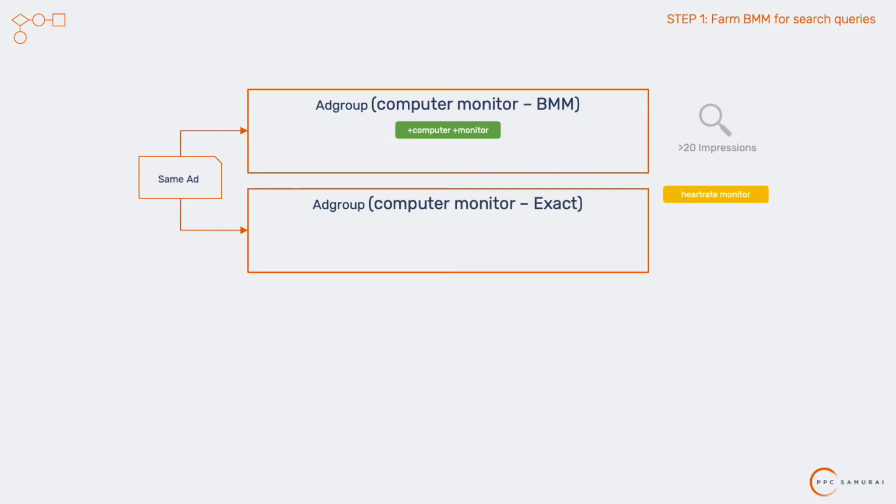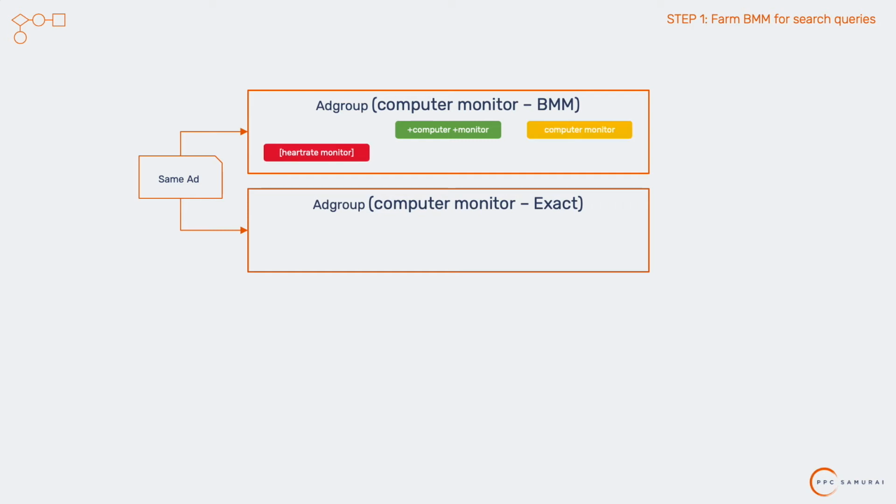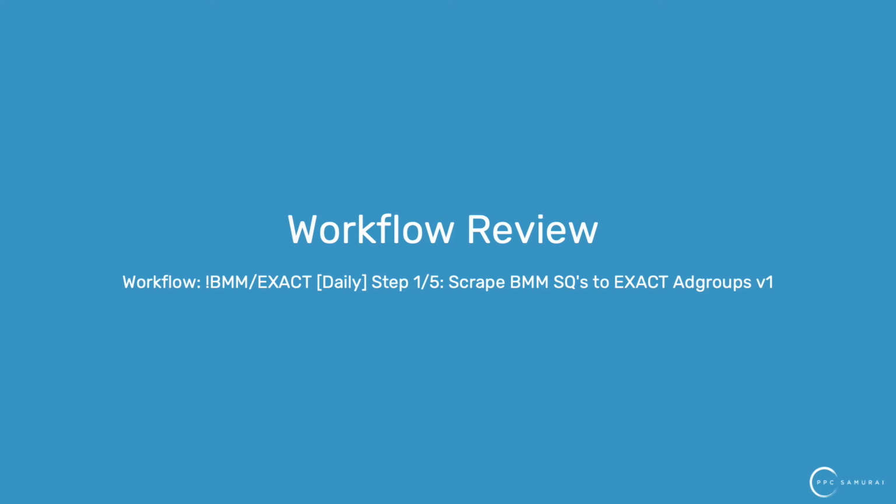For this one, we don't think it's relevant, so we'll add it to the BMM ad group as an exact negative. Next time somebody types in this query, they won't see our ads because of this negative. Now we have another pop-up for review, computer monitor. This one certainly is relevant, so we're going to add it to the exact ad group as a live exact match keyword. So let's take a look at the workflow.